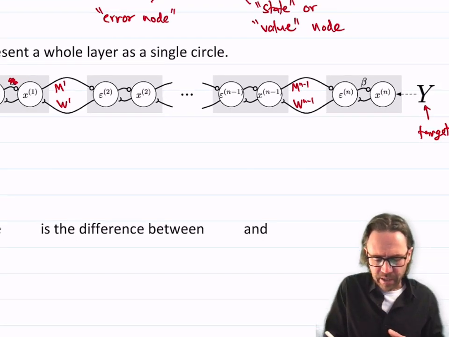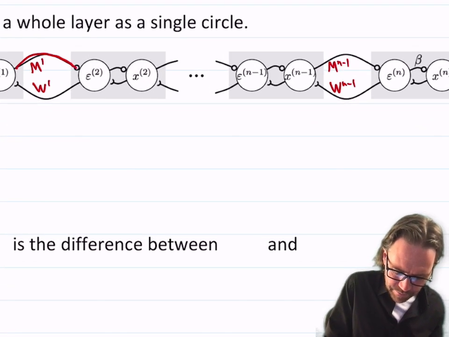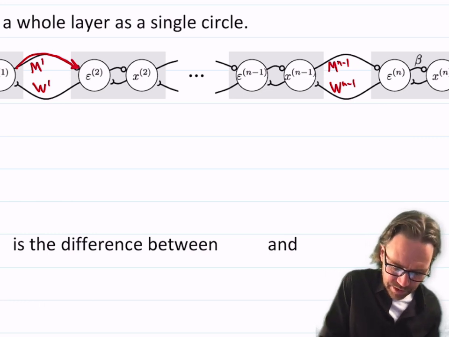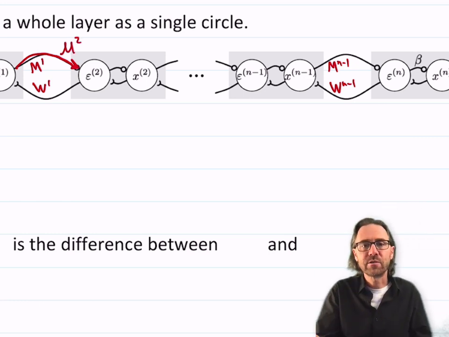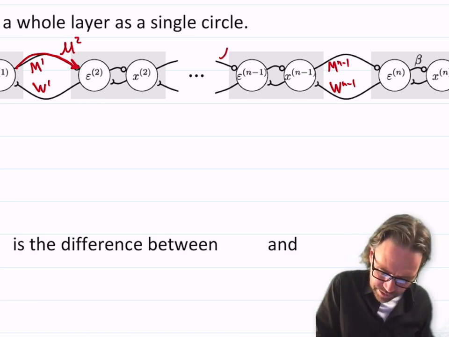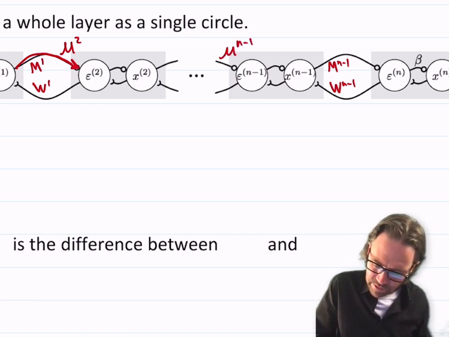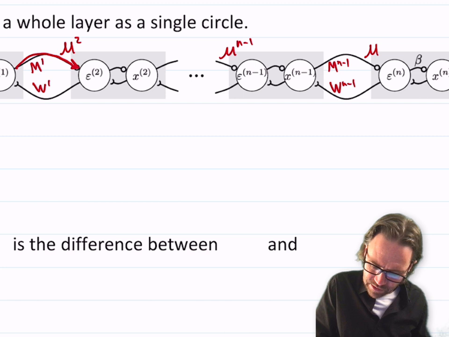Now, each of these connections going up is a prediction. So I'm going to label that prediction as mu2 in that case. So it's the prediction being sent to layer 2. This is the prediction being sent to layer n minus 1. And this is a prediction being sent to layer n, the thing that's coming in here.